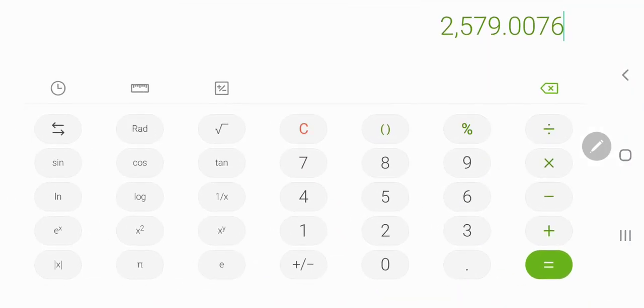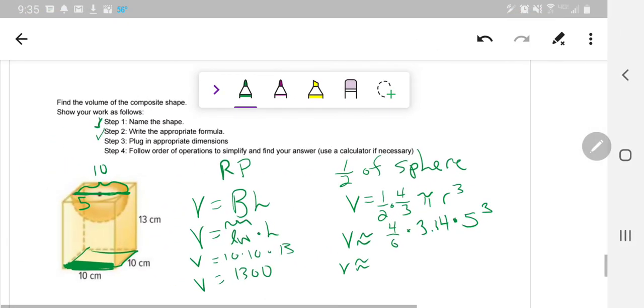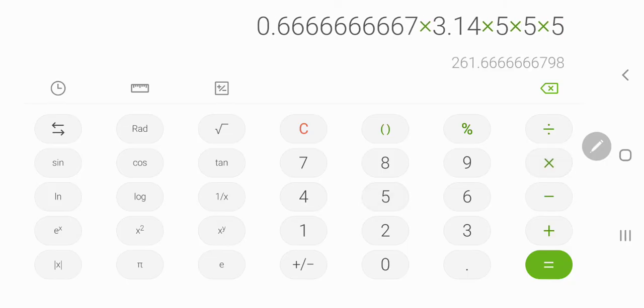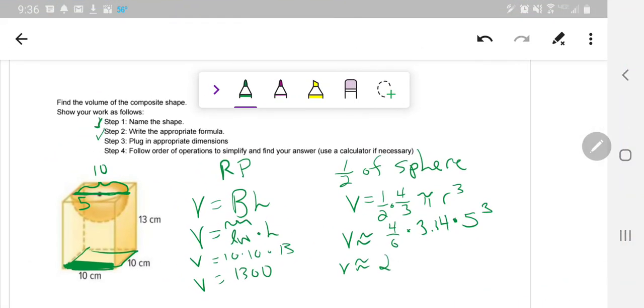All right, that's going to be 4 divided by 6. We're going to multiply that by 3.14 and then 5 cubed. So times 3.14 times 5 times 5 times 5. And that gives us 261.66666666, which gives us 261.7 if we round to the nearest tenth. 261.7 approximately.